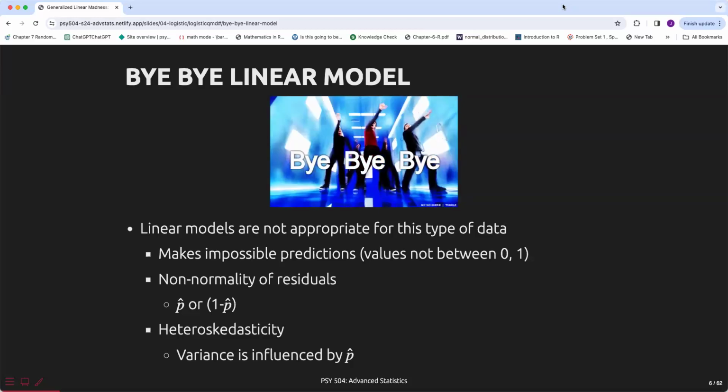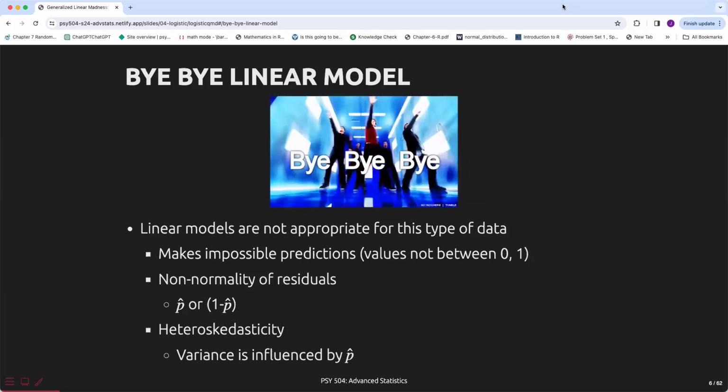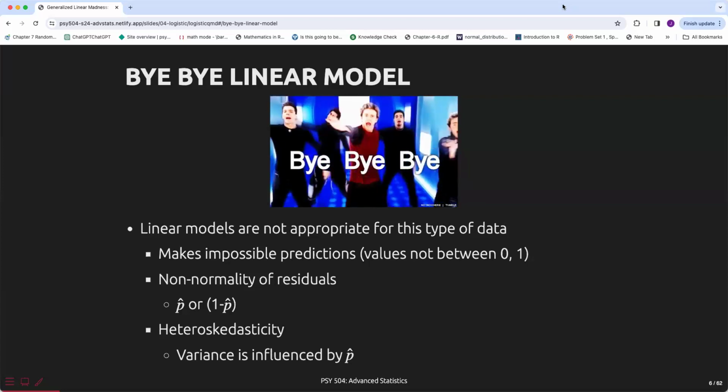So that's another issue. Heteroscedasticity is another issue, where there's non-constant error variance. And what we see is that variance is influenced by P. Abby showed a figure of her data where the actual distribution was moved slightly depending on what the probability was, 0.4 versus whatever the other one was, like 0.5, right? So if you remember, when we have these violations of non-normality and also heteroscedasticity, we have issues with standard errors, and thus our hypothesis tests can be biased, which is problematic. So this is why we don't want to use linear models.